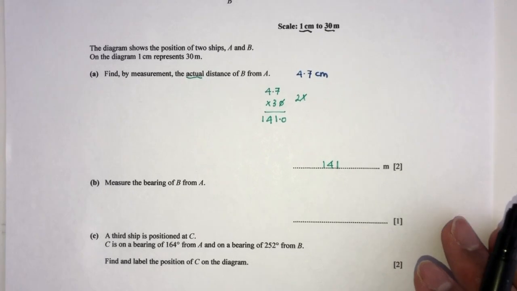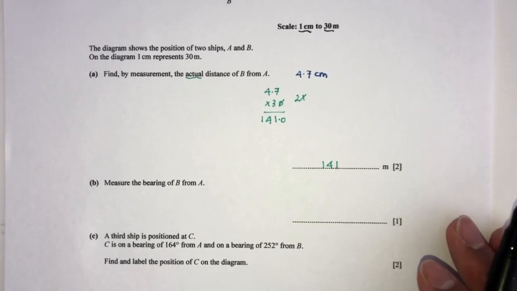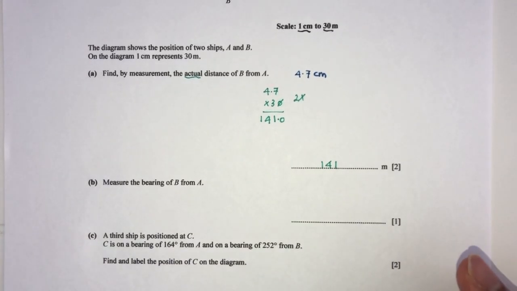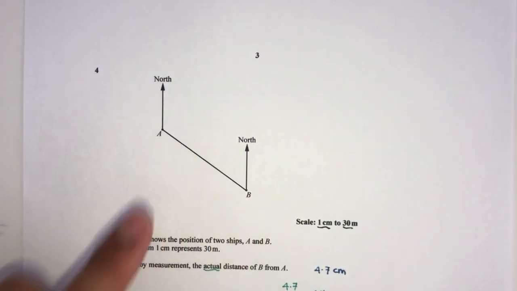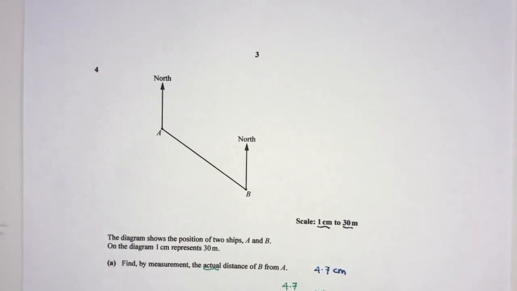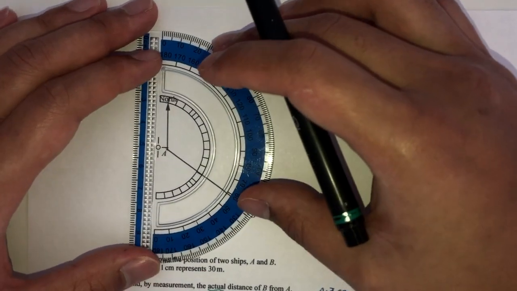Now for part B, we have to find the bearing of B from A. Again, to measure, we have to use our tools, which is this thing over here. Now we first have to know what we are trying to measure. So measure the bearing of B from A. So B from A, perfect, from this position. We just have to find this angle.